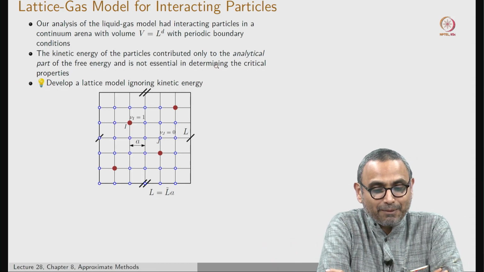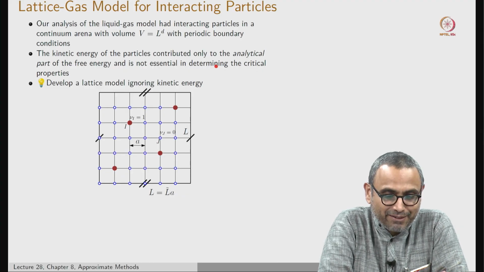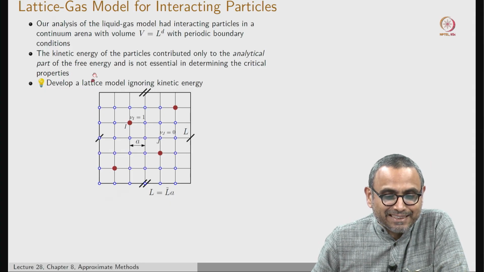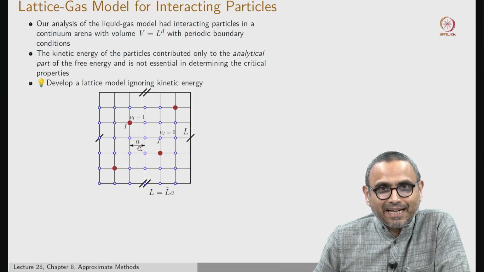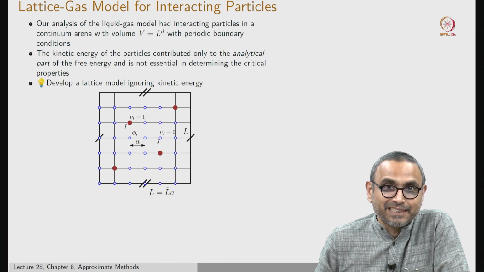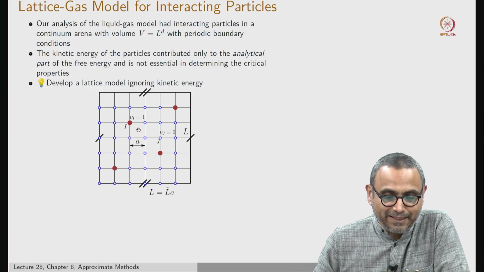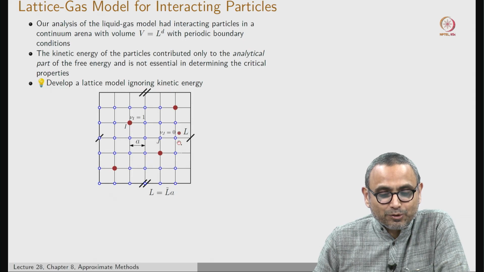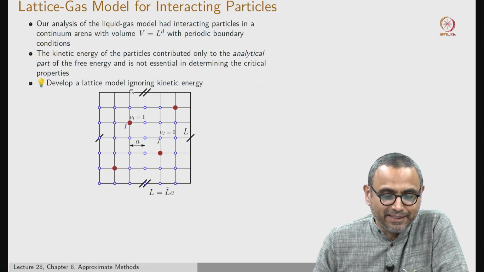So, we are going to develop a model ignoring kinetic energy. What is the model we are going to develop? I am going to take this L to the d volume and dice it up into little cubes, generalized to arbitrary dimensions, with size a. For example, here the cube area would be a square, because I am in 2 dimensions. If I am in 3 dimensions, it will be a to the 3, and if I am in d dimensions, it will be a to the d. So I get a set of sites like this. The simplest thing you can do is think of a d-dimensional cubic lattice.